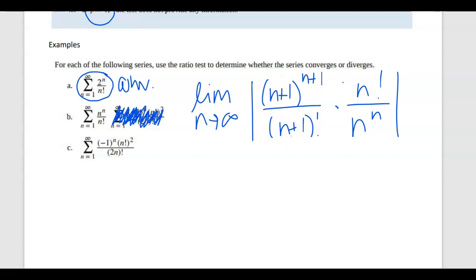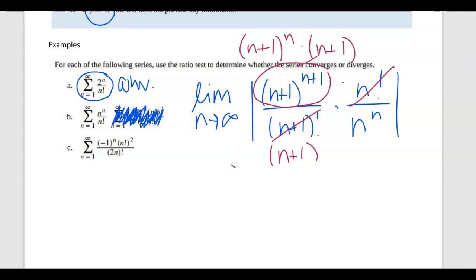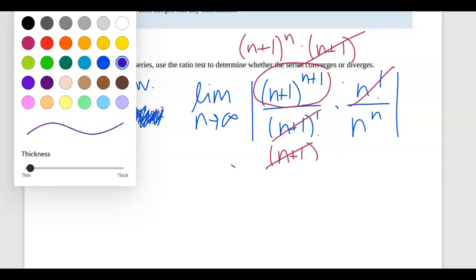Okay, so here we know that this and this are going to cancel, and I'm left with n plus 1 down here. On this top piece, if I use the same breaking up the exponential power rule, then this is n plus 1 to the n times n plus 1, and this n plus 1 and this n plus 1 cancel. So let's talk about what we have left over.